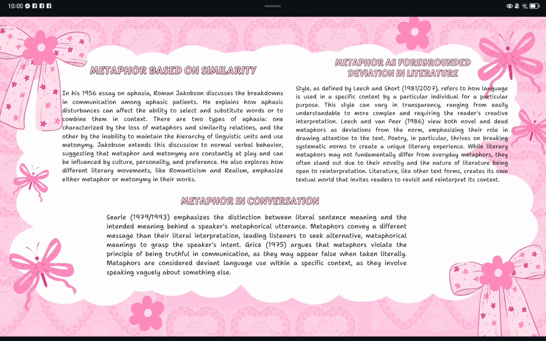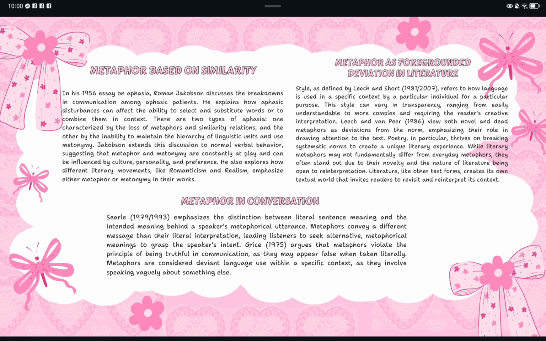Jakobson's exploration of aphasia revealed the vital roles of metaphor and metonymy in communication beyond linguistic impairments. His insights have influenced linguistics, cognitive science, and literary studies, deepening our understanding of language structure, cognitive mechanisms, and artistic expression. Jakobson's interdisciplinary approach and profound observations have left a lasting impact, shaping ongoing research and scholarship in these fields, and emphasizing the enduring relevance of his contributions to our understanding of language and communication.